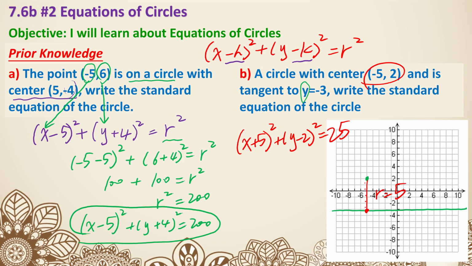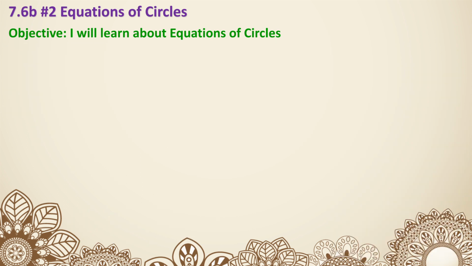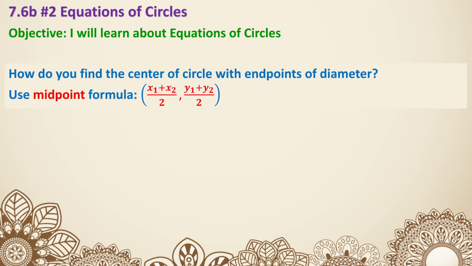So that's the prior knowledge, and these are the things that we have learned in the last lesson. Now let's continue into today's lesson. Last time we learned that if we want to decide if a point is on a circle or not, we can just simply plug it in. But in this lesson, how do you find the center of a circle with endpoints of a diameter?